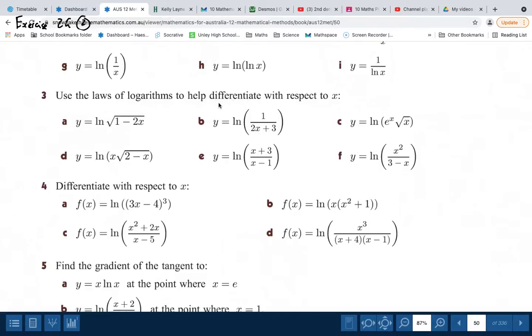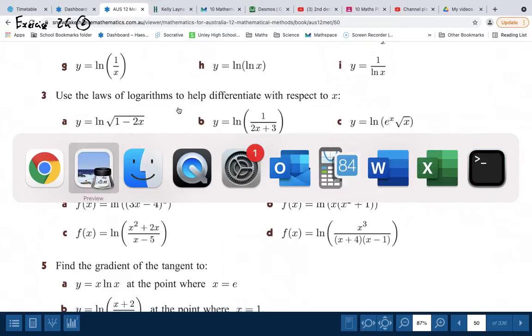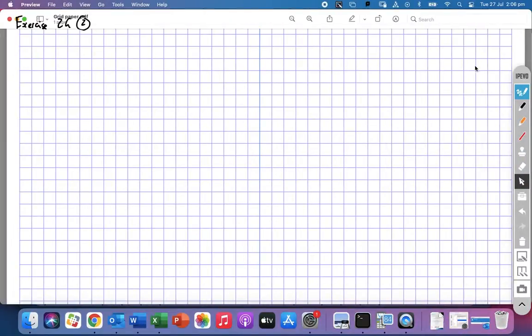Now, in a test or exam, they're not going to give you that hint. They're not going to say simplify this first, all right? So just be aware of that. You'll have to be able to pick when can I apply a log rule. You need to be on the lookout for that.